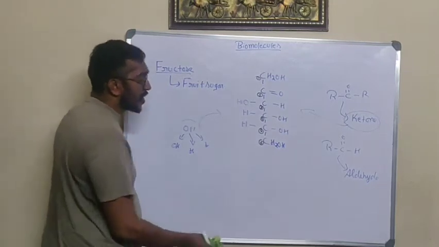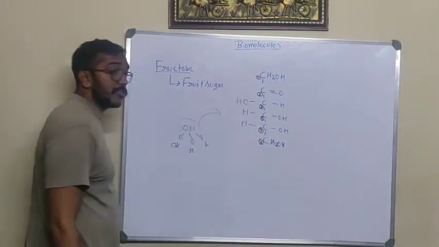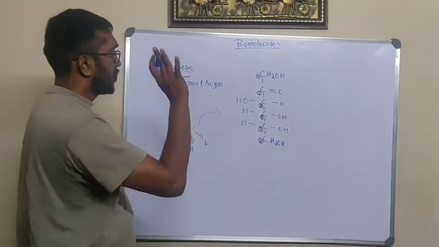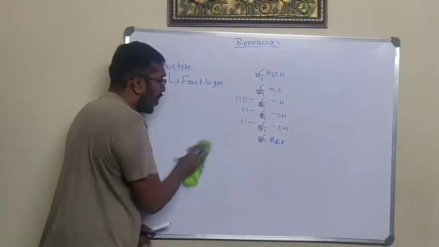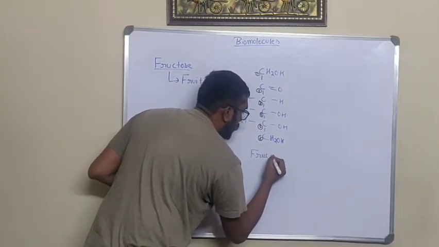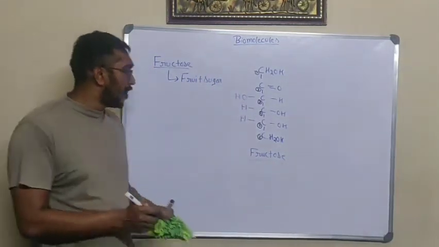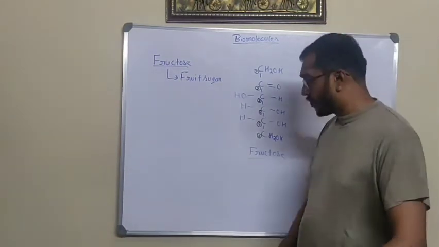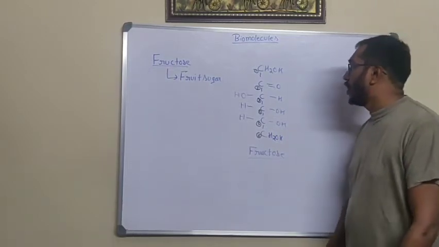This is the structure of fructose. Fructose is also known as fruit sugar. So this is the structure of fructose. Let me write this as fructose. This is the open chain structure of fructose. Clear? Any doubt, you can text me.